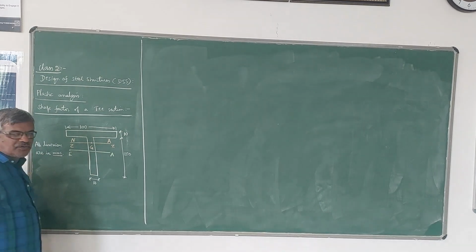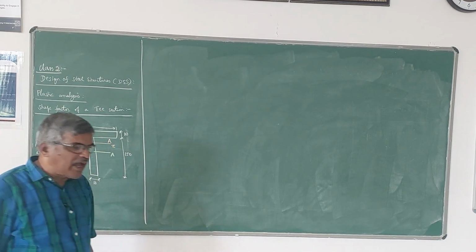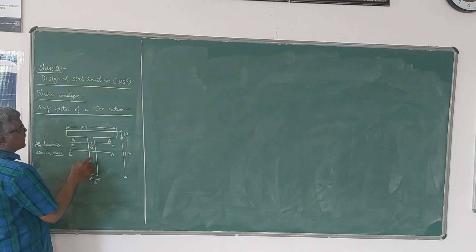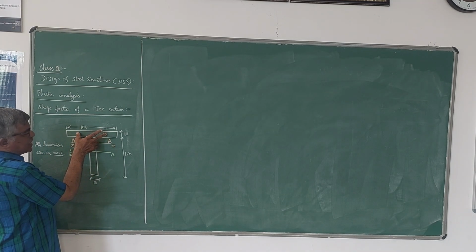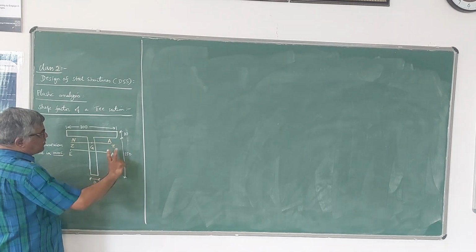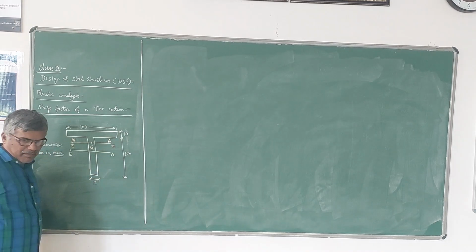So the T section consists of two portions, flange and web. This is the flange portion, this is the web portion. The dimensions are like this: width of flange is 100 mm, thickness of flange is 10 mm, width of web is 10 mm, depth of web is 150 mm.